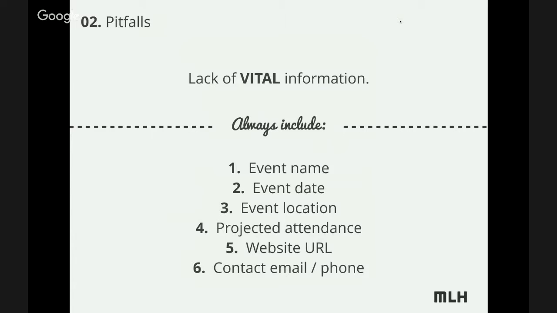Another one is the lack of vital information. I've actually seen this happen a lot across multiple prospectuses. Swift touched on this in his webinar. Always include the following 6 points: the name, the date, the location, the projected attendance, the website URL, and then contact information. And we'll actually take a look at a couple of prospectuses that don't have this information.